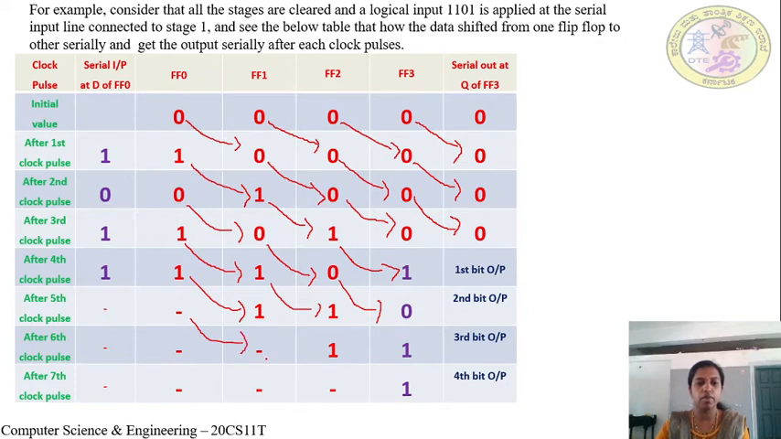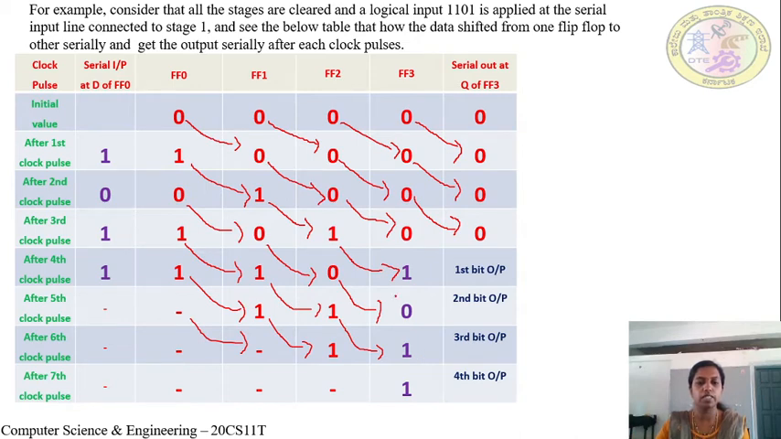Again it is a blank, or it can be considered as 0, and FF1 value can be shifted to FF2, and again FF2 value can be shifted to FF3. So 1 can be considered as the third bit output. So here we have got 1, 0, 1, but still we have not got all the outputs. Hence we need to get one more bit of output.